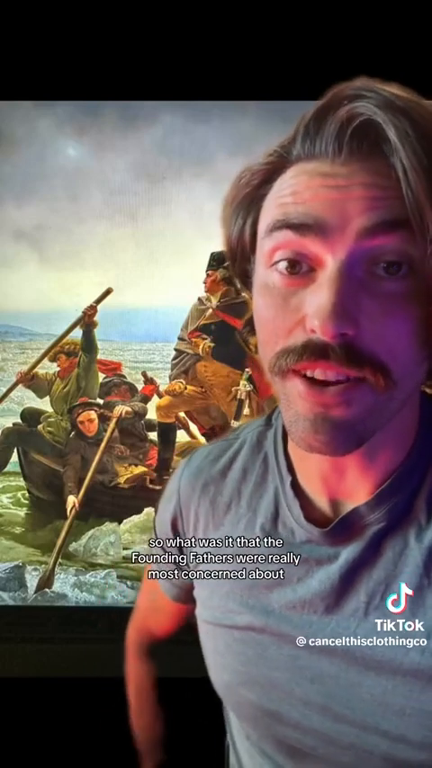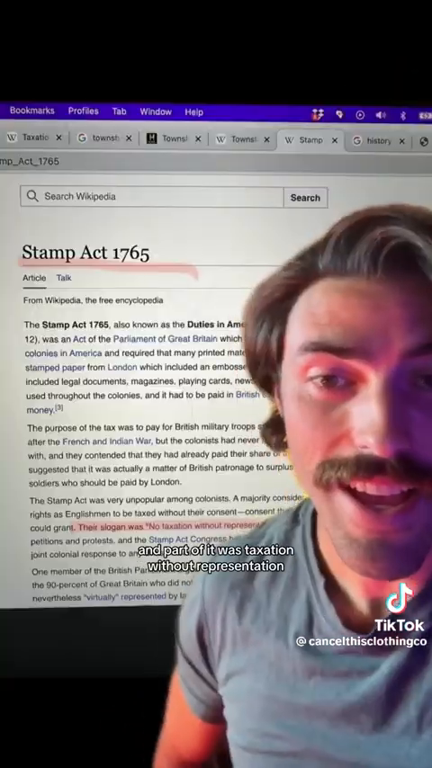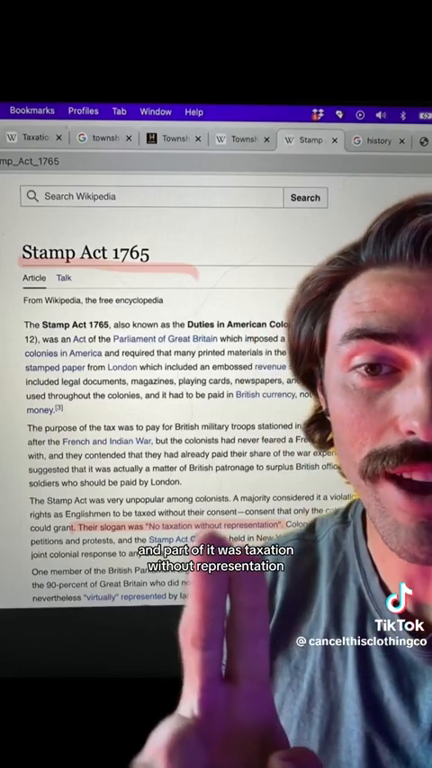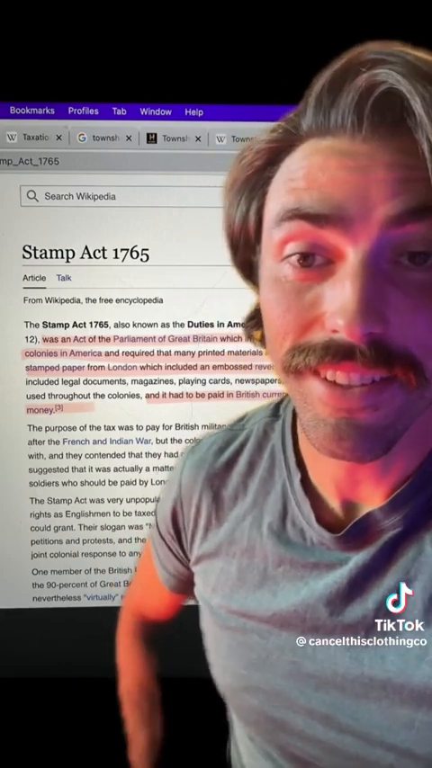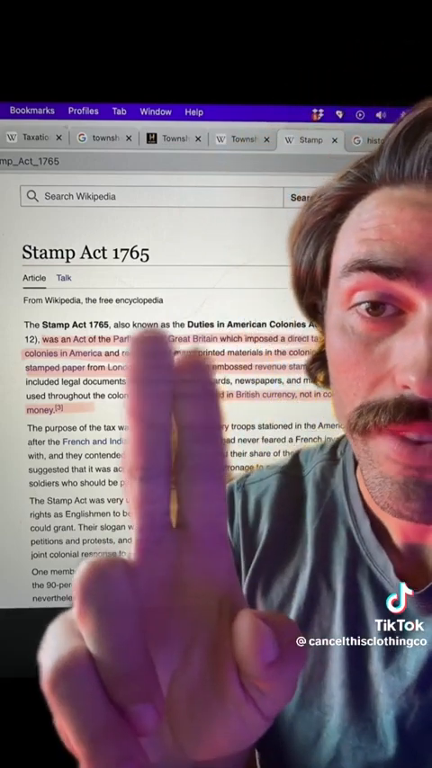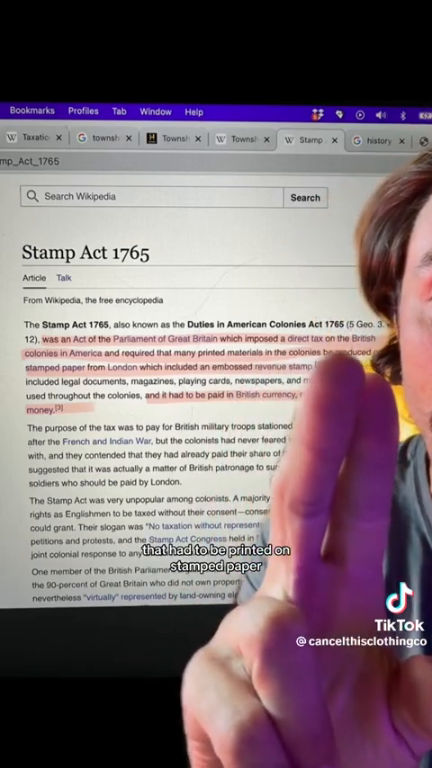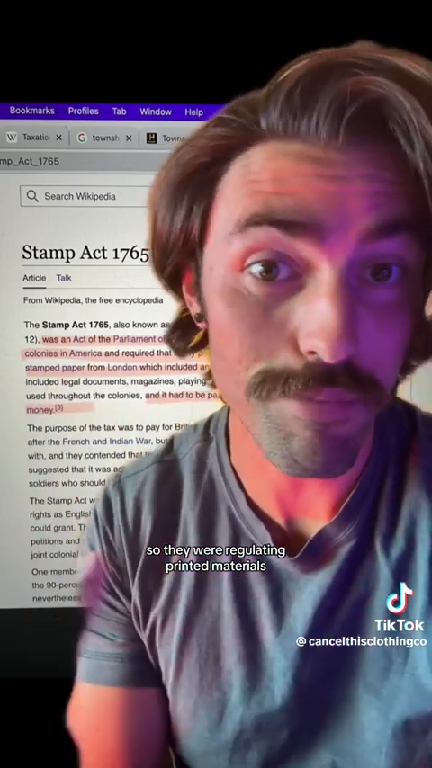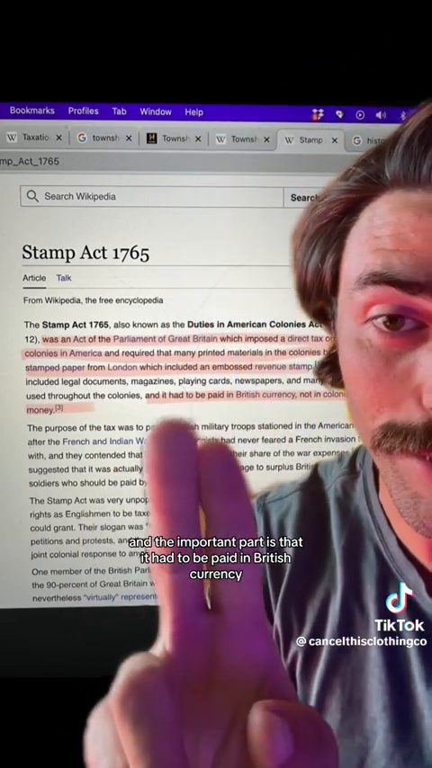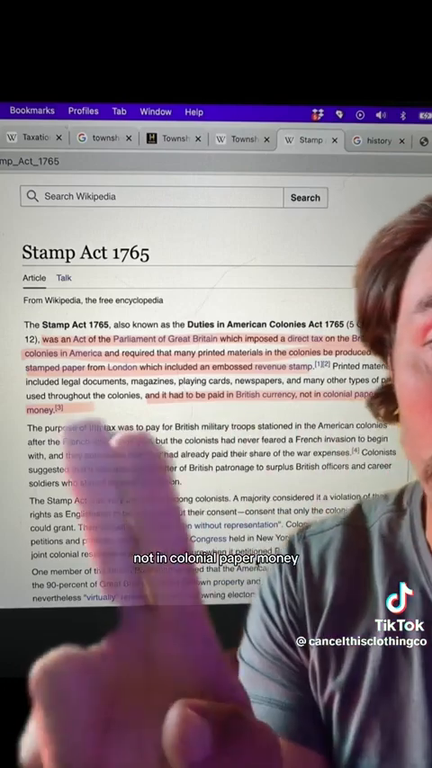So what was it that the Founding Fathers were really most concerned about? Well, it definitely wasn't tea, and part of it was taxation without representation. But the big thing was actually money. If you notice, the Stamp Act was regulating all sorts of printed materials that had to be printed on stamped paper. So they were regulating printed materials. And the important part is that it had to be paid in British currency, not in colonial paper money.